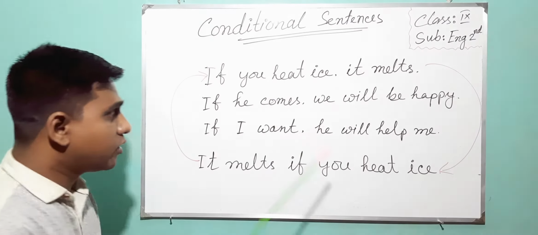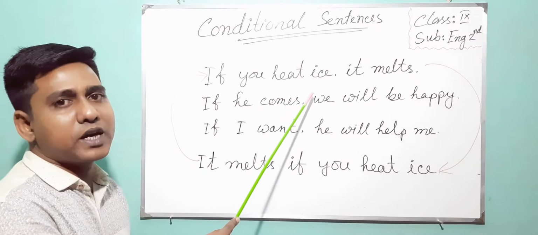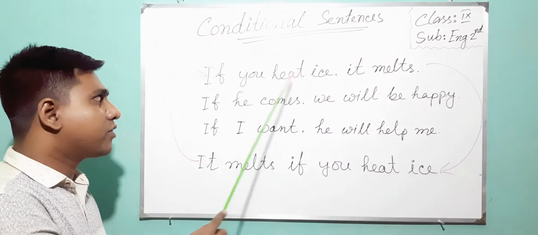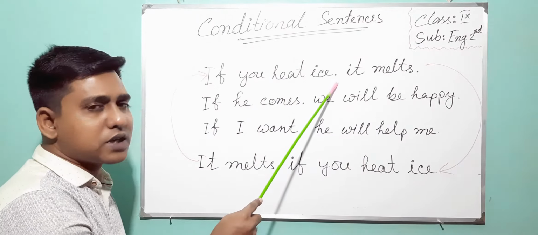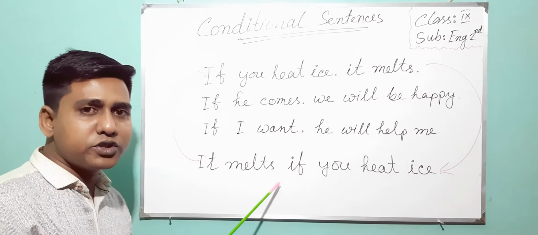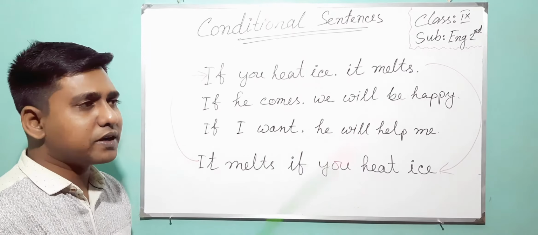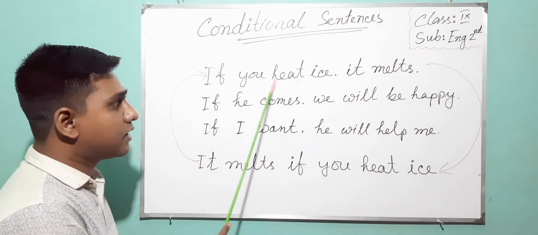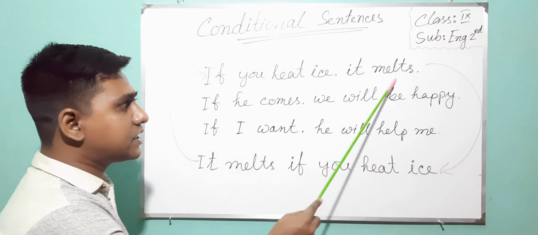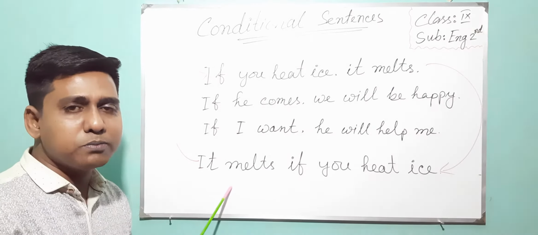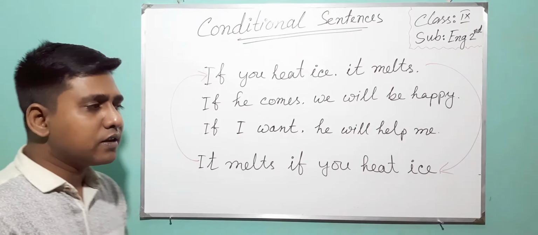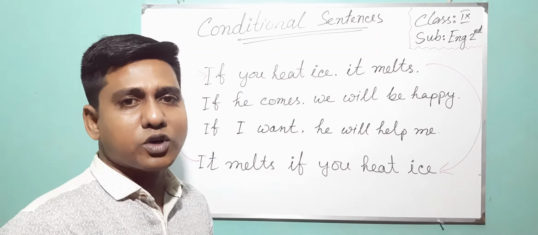Dear learners, remember, when you write the if part at the beginning of a conditional sentence, you must put a comma. But if you write the result part or main clause at the beginning, you need not put a comma. Remember, this is very important. It's very simple. Just remember. And if you practice, then you can write and you will never forget it.